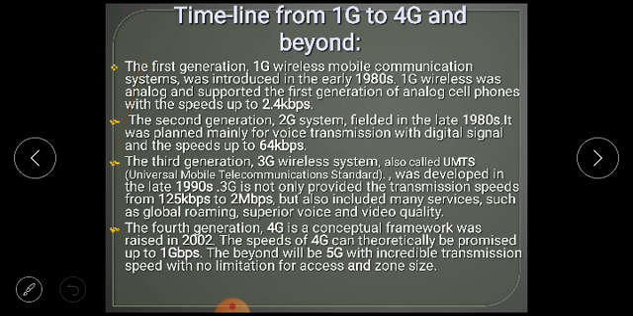So next is the third generation wireless systems. It is also called the Universal Mobile Telecommunication Standard. So in short, we used to call it UMTS. It was developed in the late 1990s, right? And 3G got more improvements compared to the second generation networks.